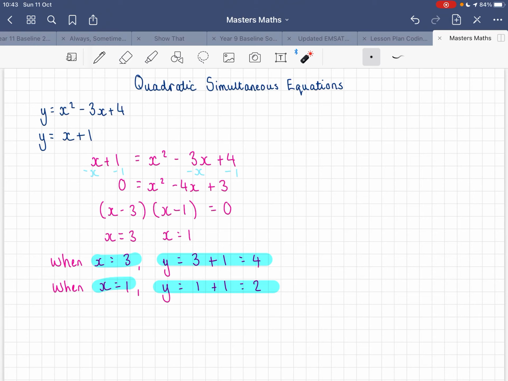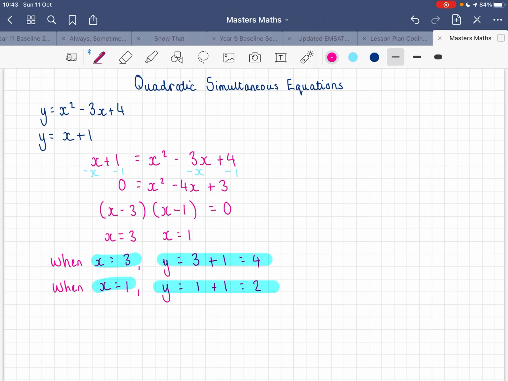So when x equals 3, y has to be 4. When x is 1, y has to be 2. It doesn't work the other way around. We can't have x equals 3 and y equals 2 happening at the same time. They have to be in their correct pairs. So make that really clear when you are writing your answers.